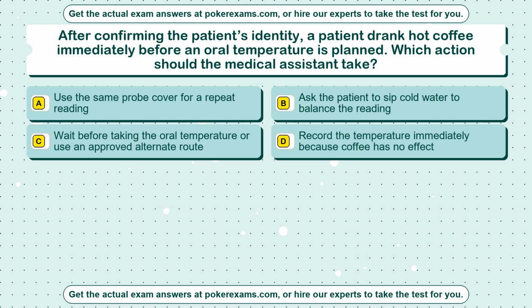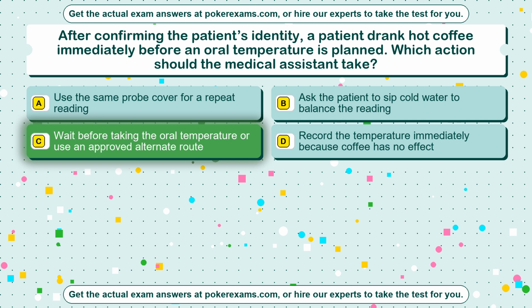Question 1. After confirming the patient's identity, a patient drank hot coffee immediately before an oral temperature is planned. Which action should the medical assistant take? Option A. Use the same probe cover for a repeat reading. Option B. Ask the patient to sip cold water to balance the reading. Option C. Wait before taking the oral temperature or use an approved alternate route. Option D. Record the temperature immediately because coffee has no effect.